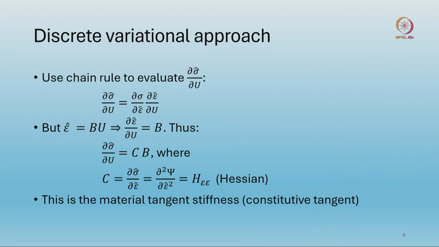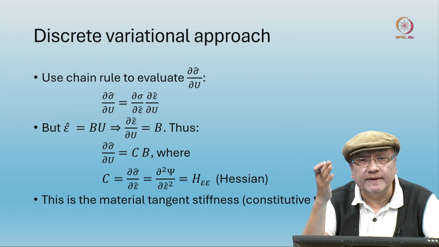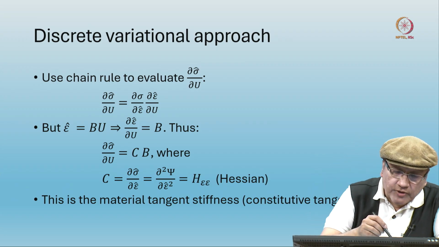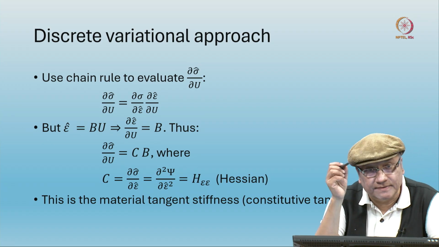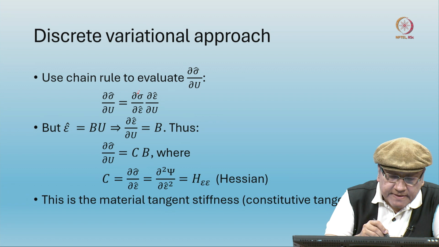Now let us use a chain rule on sigma hat. Chain rule on sigma hat means I know my capital U dependence of epsilon hat. I do not directly work with the U dependence of sigma hat. I would rather work with the epsilon dependence of sigma hat. So there is a hat missing here.